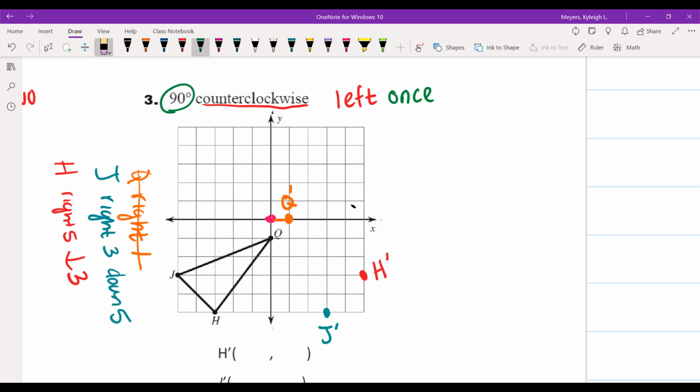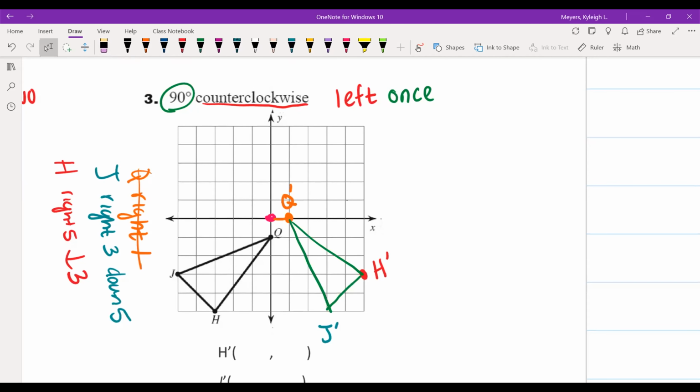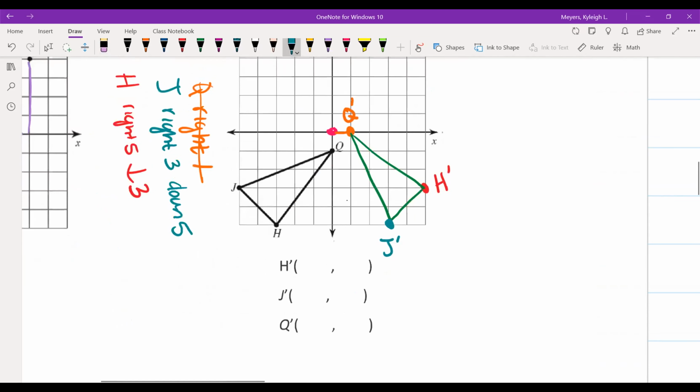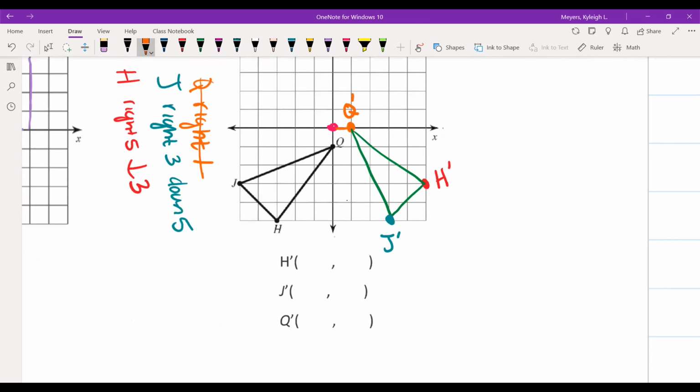So now, because it was a triangle before, we want to connect those dots. I'm going to maybe do it in a color that's not black, so that way I know, as I erase everything, that this is my new triangle. Okay, so now we've done that. Now we have to find those ordered pairs. So Q is at 1, 0. J is at 3, -5. And H is at almost the opposite, 5, -3.